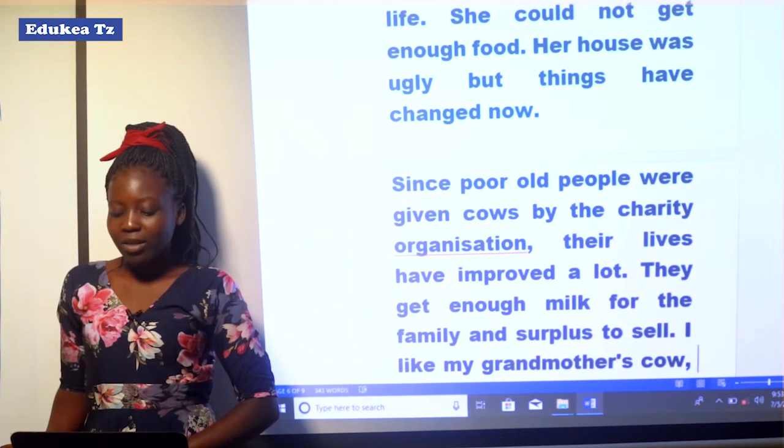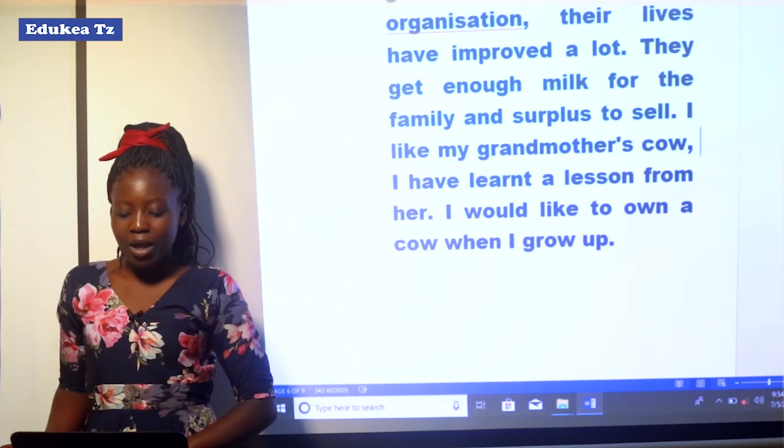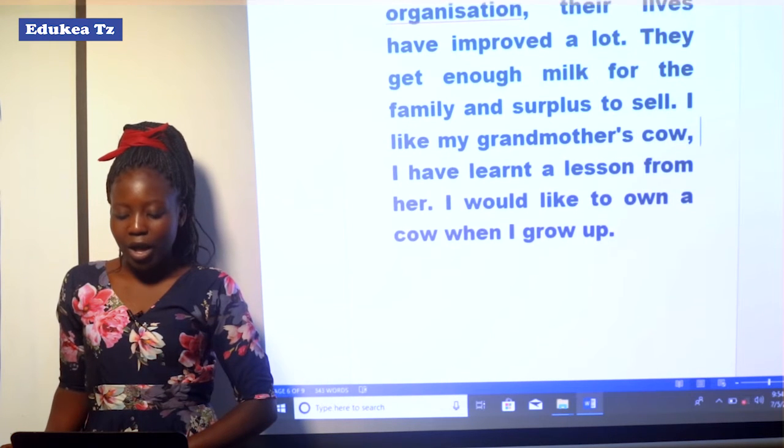I like my grandmother's cow. I have learned a lesson from her. I would like to own a cow when I grow up.